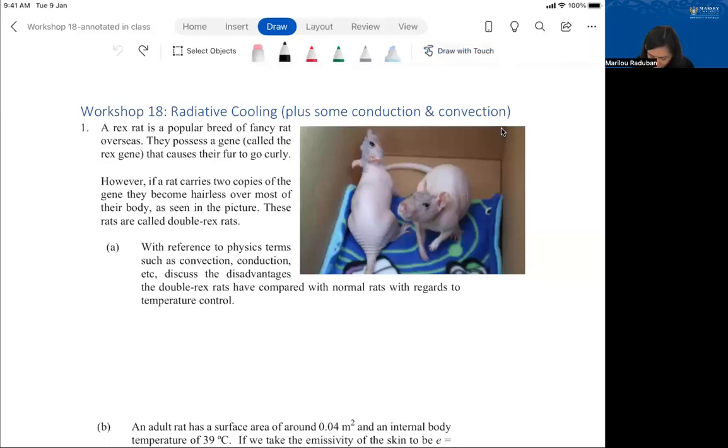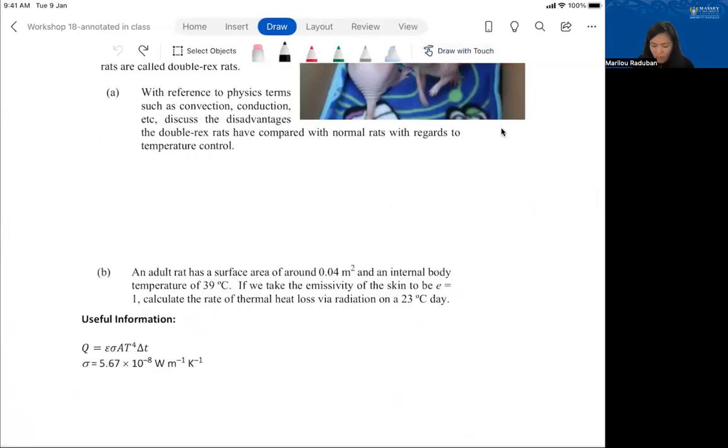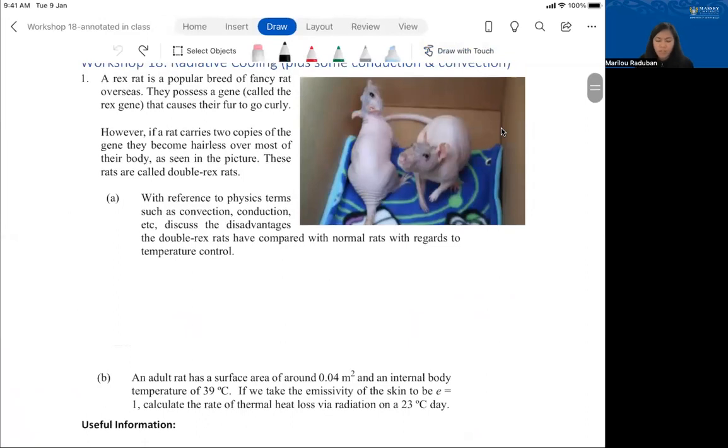So we have here double Rex rats. Double Rex rats are hairless. They don't have hairs compared to their normal counterparts. And the question asks us, using convection, conduction, and radiation, discuss the disadvantages that the double Rex rats have compared to their normal rats in regards to temperature control. And of course, the main difference is that double Rex rats don't have fur, and so it's the bare skin that's exposed to the environment.